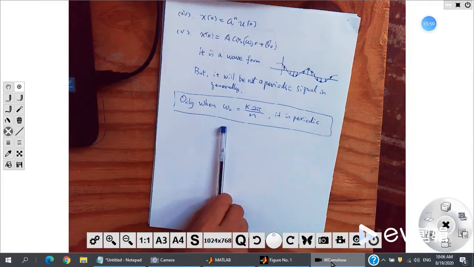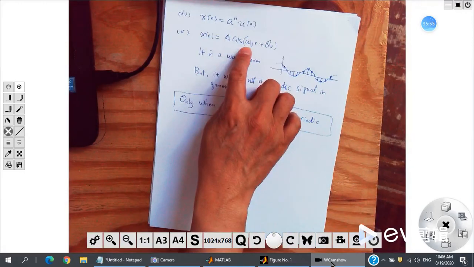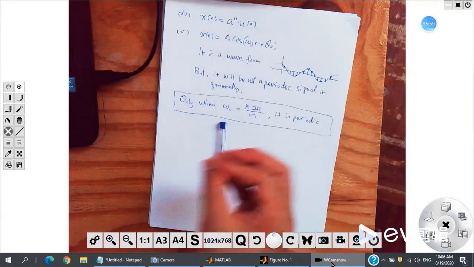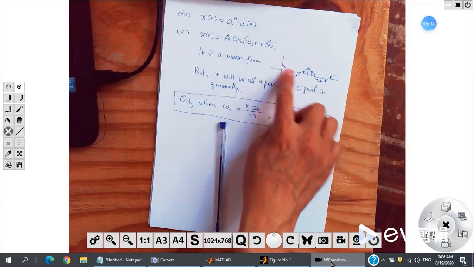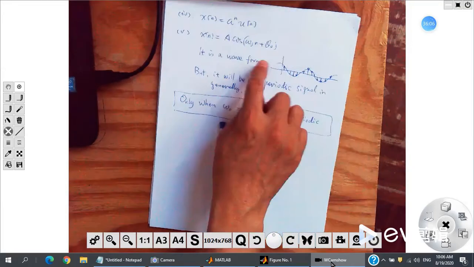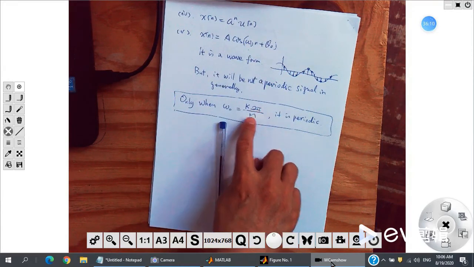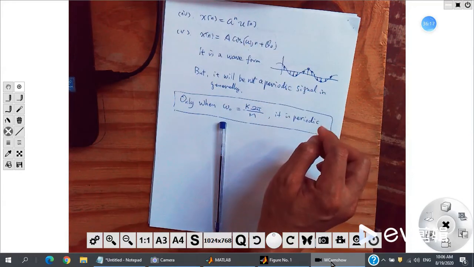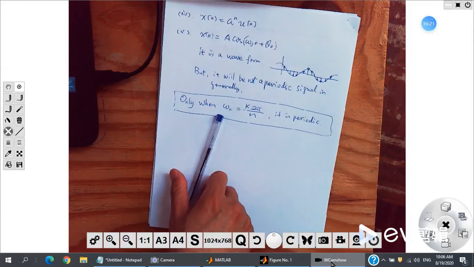This is the case for every n. This is a symbol, right? You take the symbol from a sine wave or cosine wave. So when omega 0 is 2 pi times an integer divided by an integer, then the signal can repeat. You have the same value for the same point.